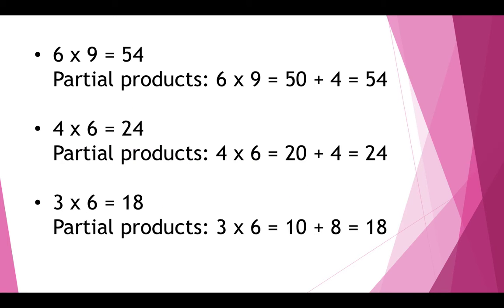As a quick review from last week, partial products separate the product out into the place values that the number is created from. For example, using what we have in our problem, 6 times 9 equals 54. Written out in partial products, you separate it into 50 plus 4. For 4 times 6, you separate it into place values, which is 20 plus 4, which gives you 24. And the last number for that row on top, 3 times 6 equals 18, which you separate into 10 plus 8.